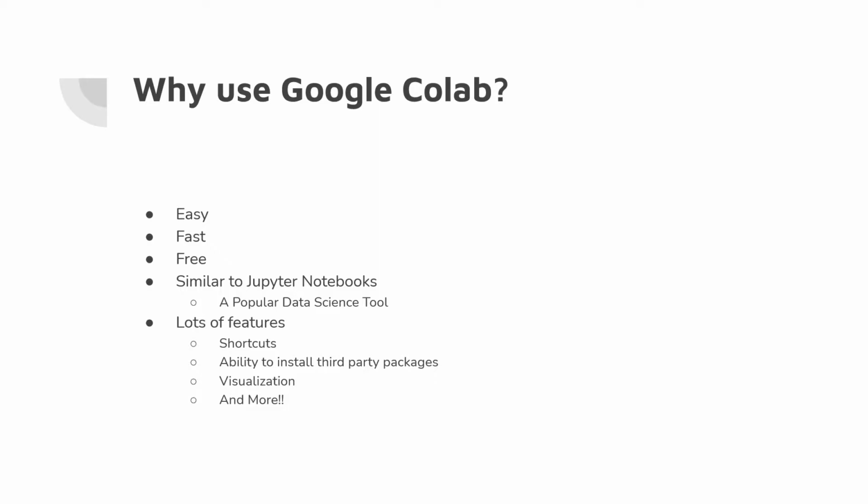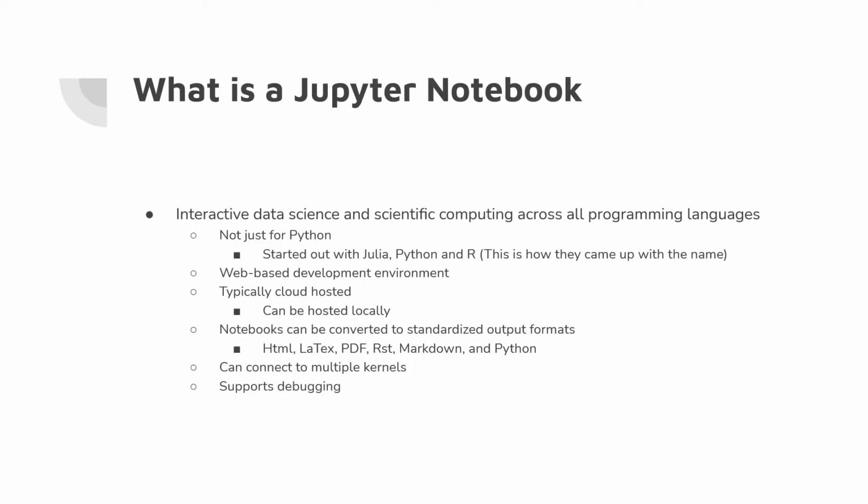Keep in mind, though, that I haven't mentioned this yet, but Google Colab is built on top of Jupyter Notebooks. So the same features that you have in Jupyter Notebooks, you'll have in Google Colab for the most part. So yeah, it's an interactive data science and scientific computing across all languages. It didn't just start for Python. It started out with Julia, Python, R. That's kind of where the name came from, Jupyter.